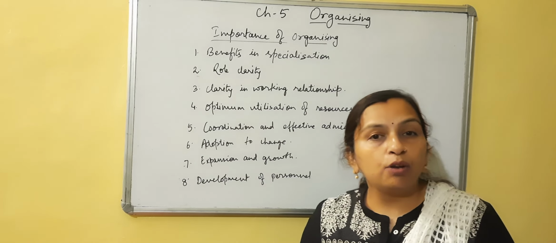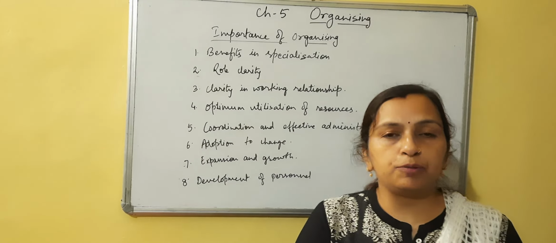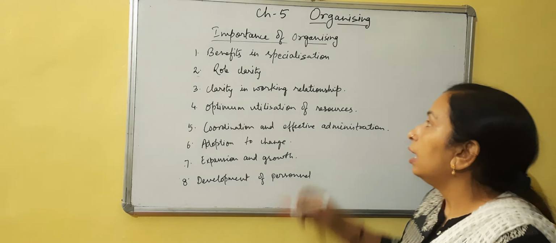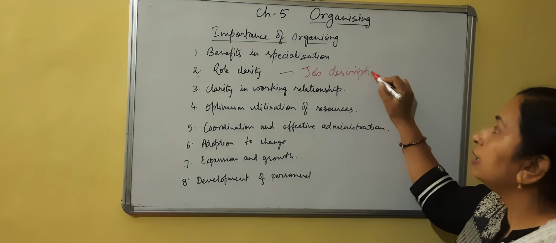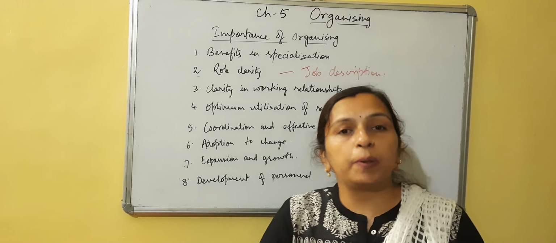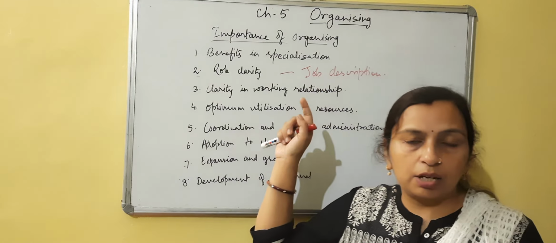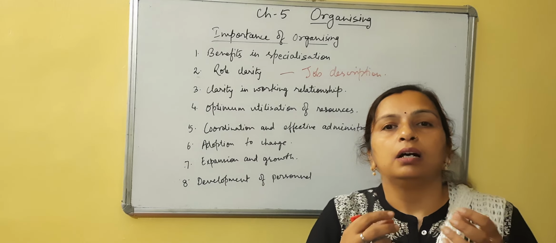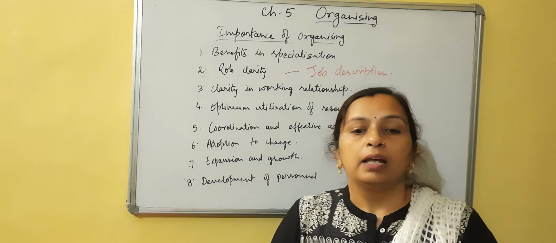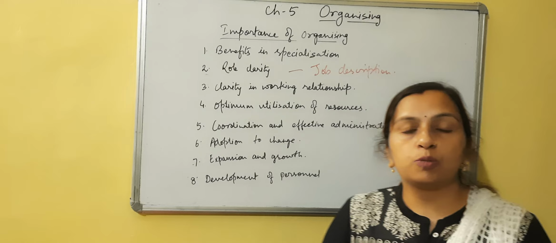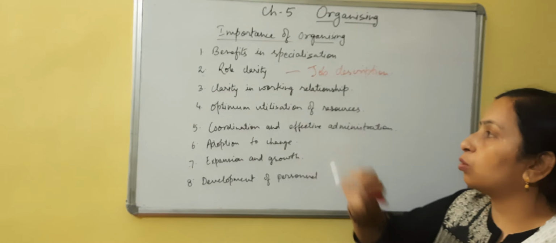Second is role clarity. Why is role clarity there? Because people are assigned duty according to the job description. I have told you earlier also, on the basis of job description, they clearly know what they are expected to do. This is a document which contains the content and responsibility of a particular job. So it clearly defines what the responsibilities of a person are and what they are expected to do. So that is role clarity.